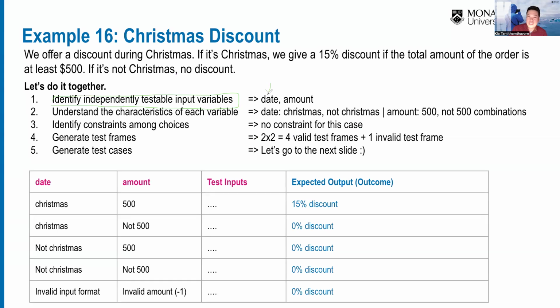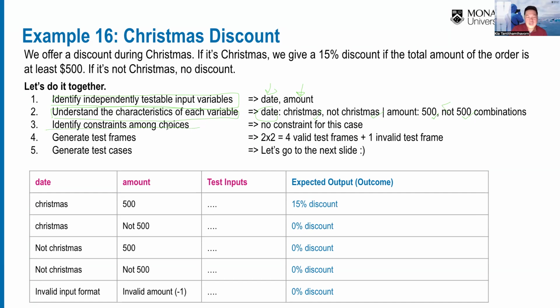So the first one is the date. Is it Christmas or is it not Christmas, right? The amount, okay, whether the amount is at least 500 or not, that kind of thing. All right. So once you understand the characteristics of each of the variables, then, as I just mentioned a few seconds ago, the date, whether it is Christmas or not Christmas, and the amount is 500 or more, or less than 500, that kind of thing. Actually, it should be not just not, but it should be less than, okay?